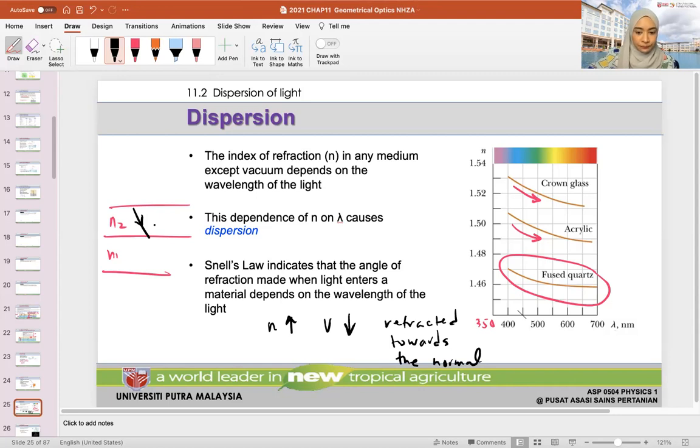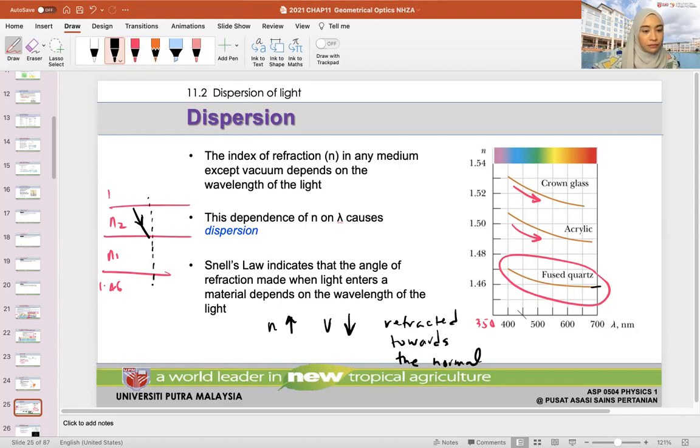The ray would be refracted towards the normal. So first, let's see, at 700, our n is 1.46. Let's just say 1.46. I'm just trying to show you the representation. Let's say n2 is 1, it's just air, and this is 1.46, your fused quartz. And this is your normal.